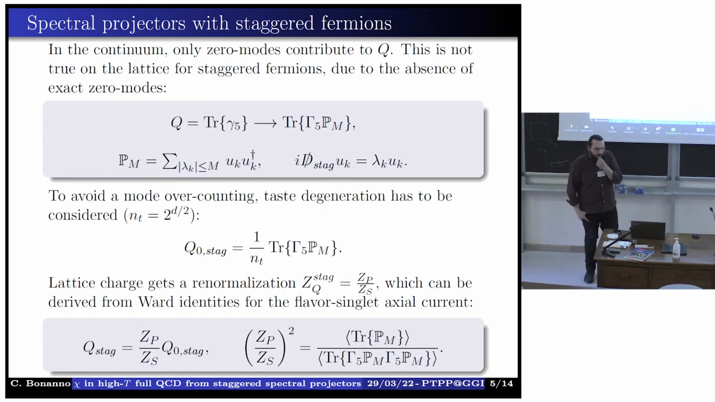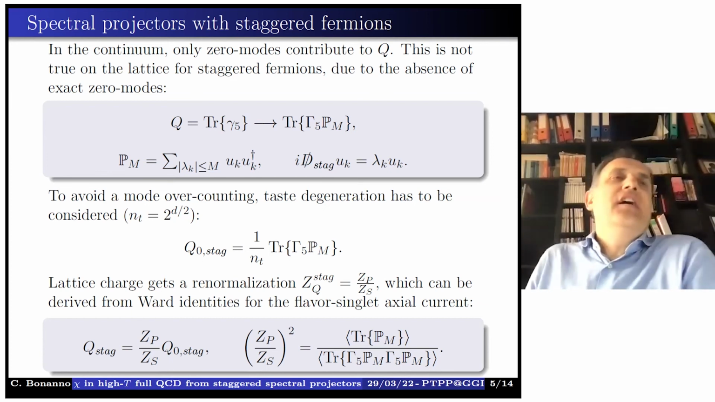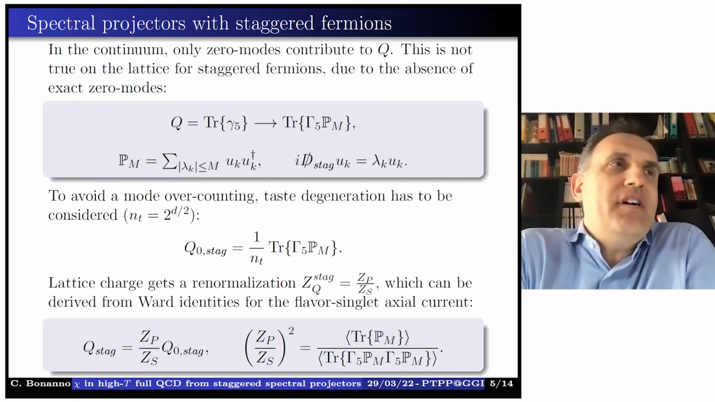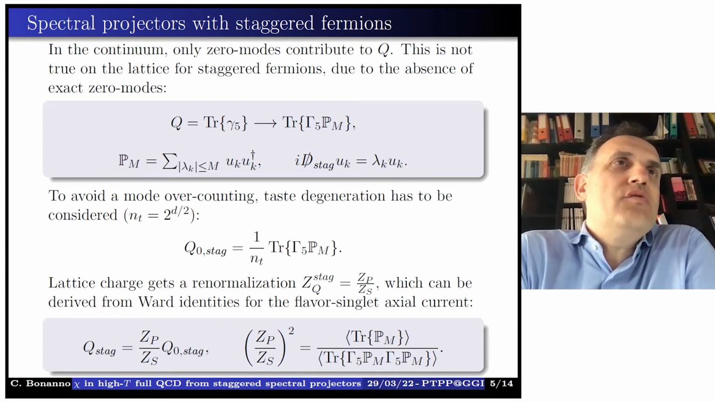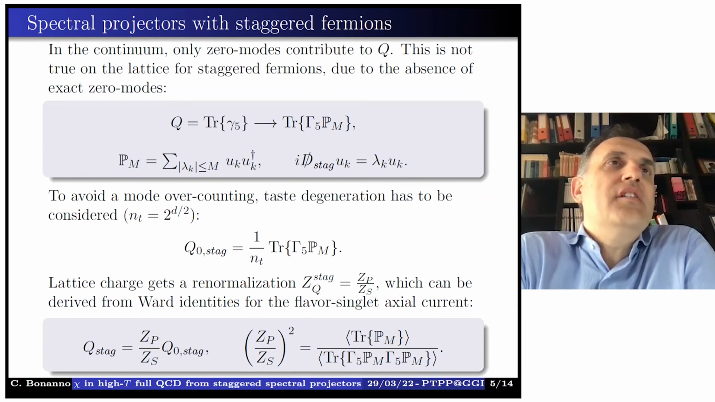Okay, then please, Leonardo. Hi, everybody. If you read the original paper where the spectral projectors were introduced, you see that they were introduced, yes, also to compute the topological susceptibility, but essentially to compute the chiral condensate. Did you try to look at the chiral condensate on your configurations with the spectral projectors as a function of the temperature?